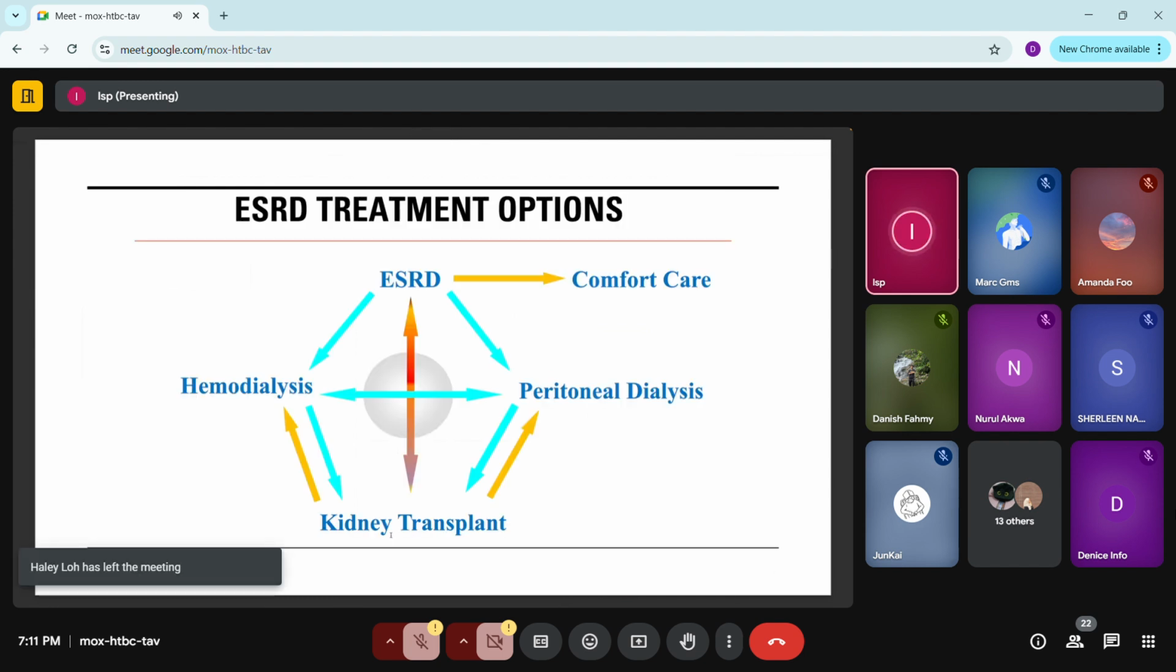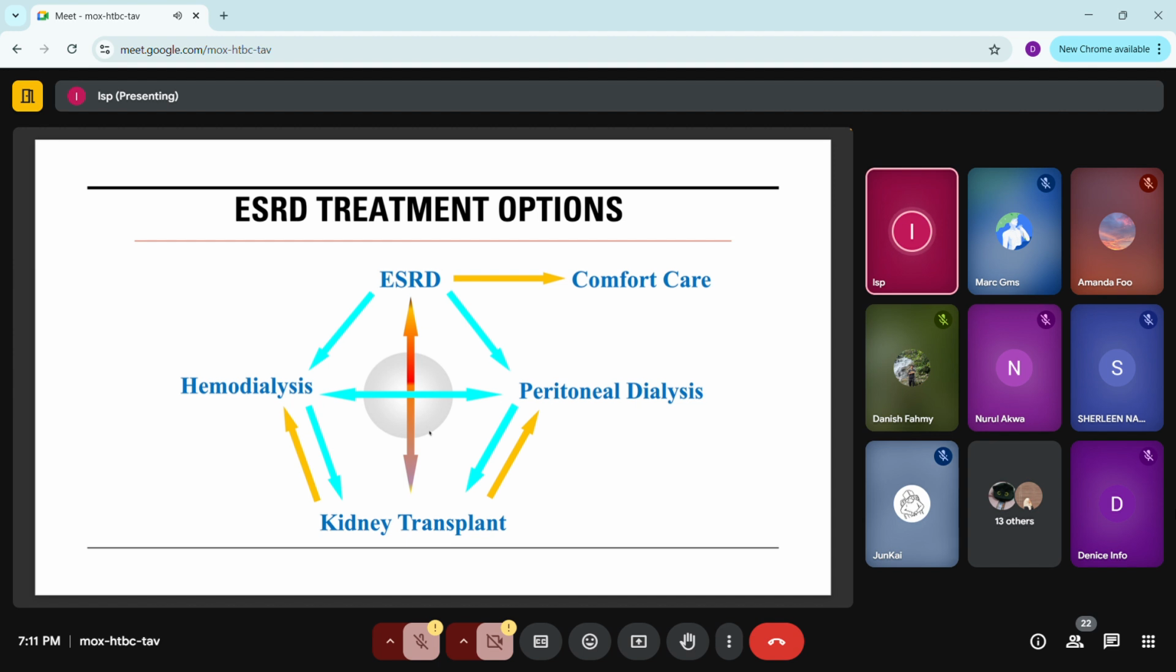Basically, when they go into end-stage renal disease, we have a few options here. Some elderly, they would prefer not to do anything. We call comfort care. We're going to palliative management. They may not want to go for renal dialysis. They do not want to do peritoneal dialysis. They just want to let nature take its course, let it worsen. That's what we call comfort care.